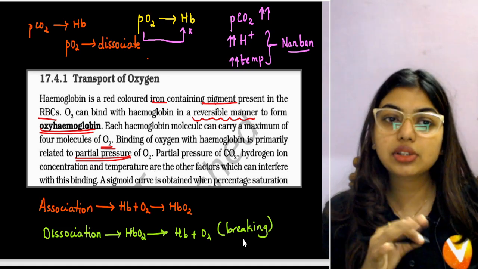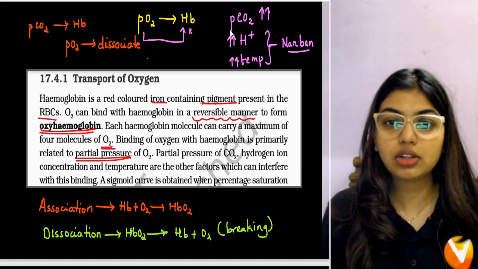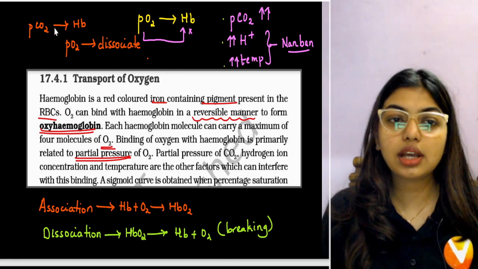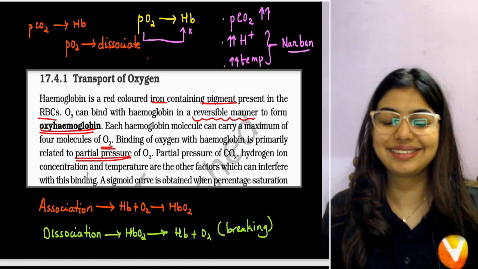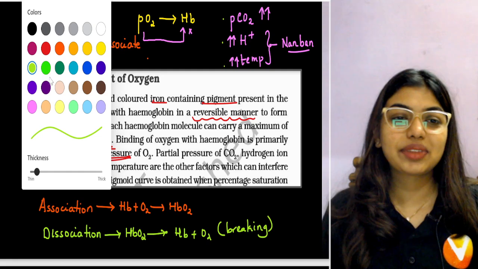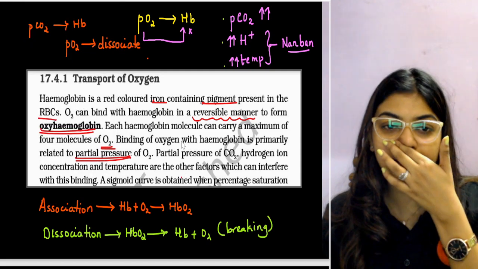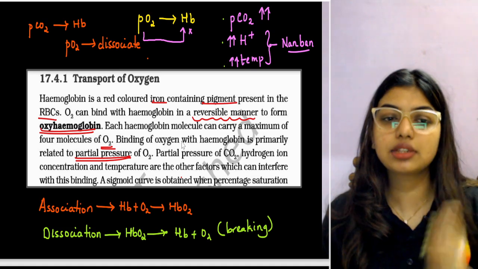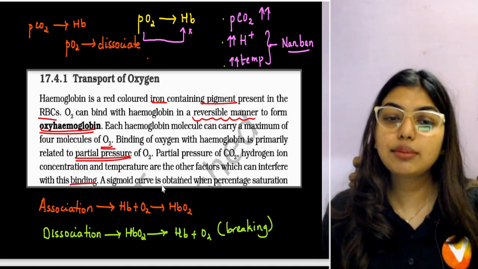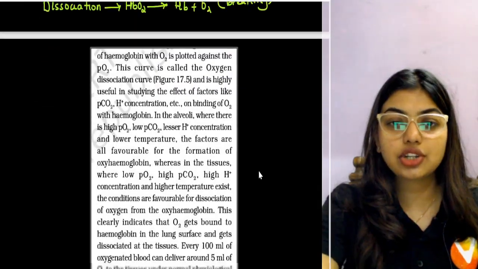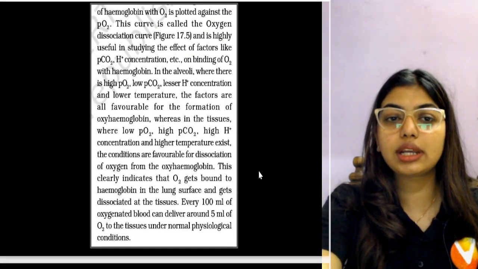Let's say carbon dioxide is the mother-in-law, this is the father-in-law, this is the sister-in-law. When the mother-in-law is there, the husband-wife bond is going to break. This is an example. Now, partial pressure of carbon dioxide, hydrogen ions, and temperature are other factors which can interfere with the binding. A sigmoid curve is obtained when the percentage saturation of hemoglobin with oxygen is plotted against PO2.